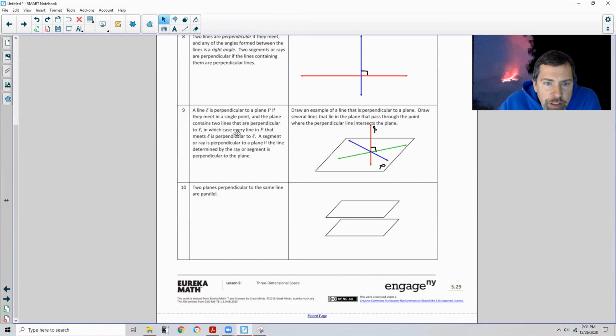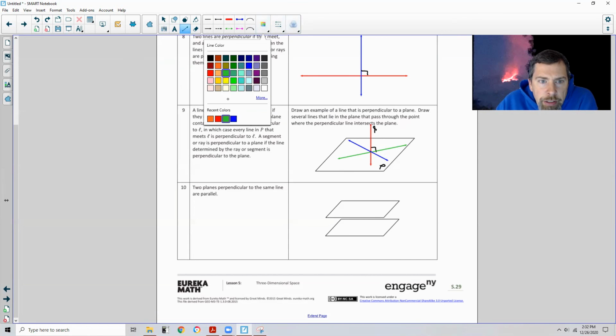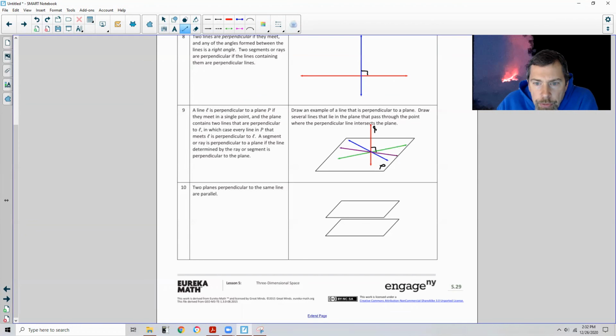In which case, every line in P that meets L is perpendicular to L. A segment or ray is perpendicular to a plane if the line determined by the ray or segment is perpendicular to the plane. Draw an example of a line that is perpendicular to a plane. So there it is. Draw several lines that lie in the plane that can pass through the point where the perpendicular line intersects the plane. So I can do this again, choosing a different color, and draw another line like so.